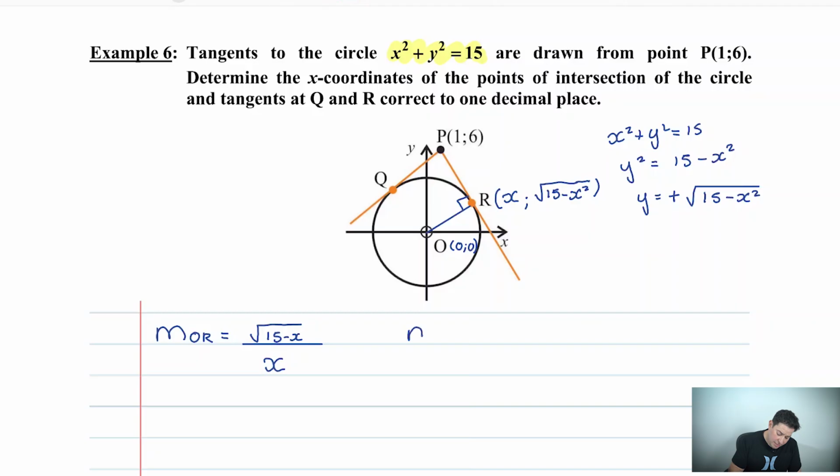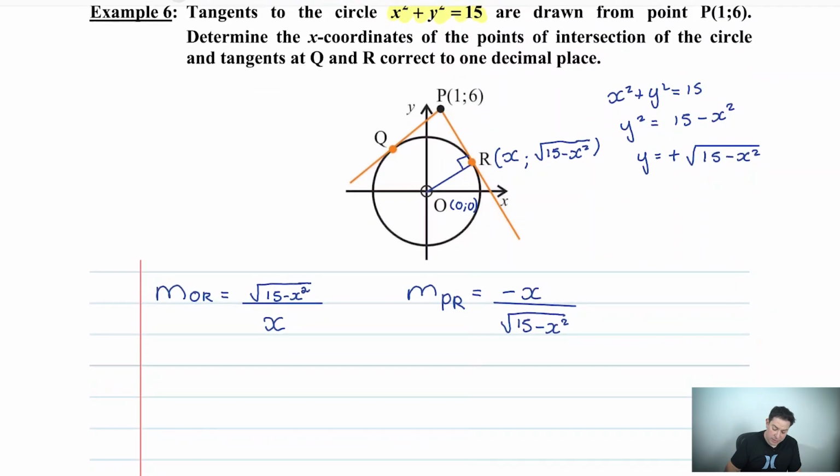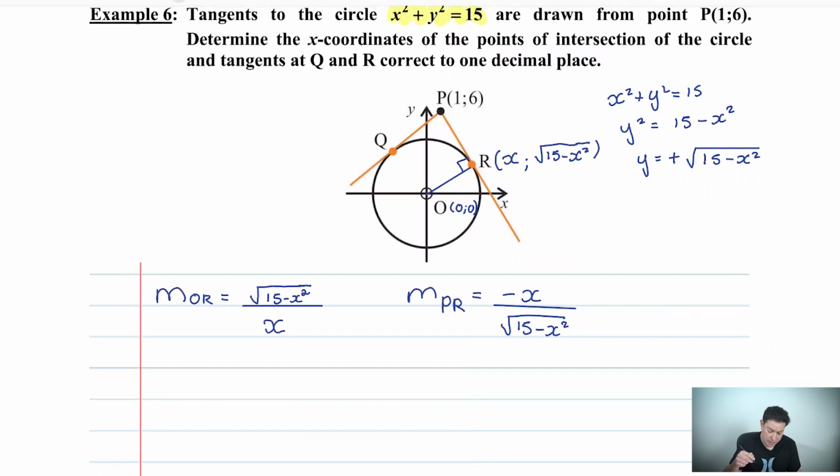Now I can say, from the properties of perpendicular lines, m of PR is going to equal minus x all over the square root of 15 minus x squared. Apologies, that should have been an x squared over there. So now I've got the gradient of PR using the fact that it is perpendicular to my radius. I'm now going to find the gradient of PR using points P and R.